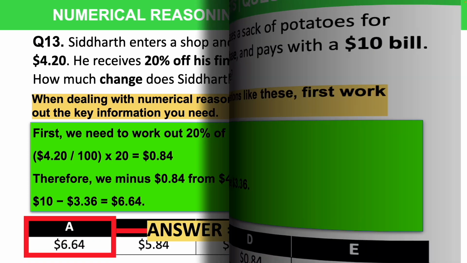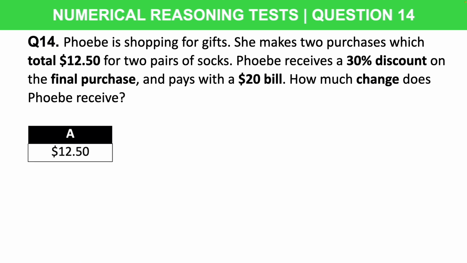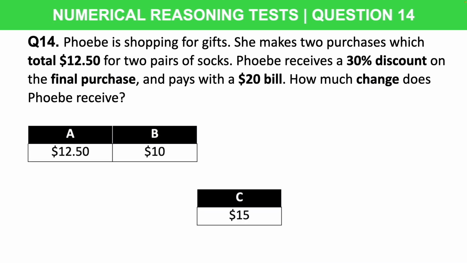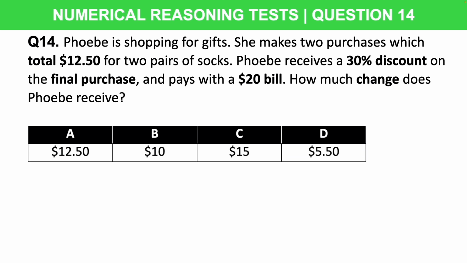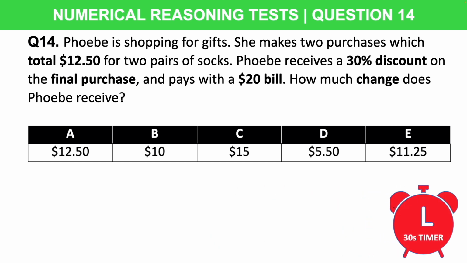So now it's your turn to give that question a try for yourself. So question 14 is, Phoebe is shopping for gifts. She makes 2 purchases which total $12.50 for 2 pairs of socks. Phoebe receives a 30% discount on the final purchase and pays with a $20 bill. How much change does Phoebe receive? Your potential answer options are A, $12.50, B, $10, C, $15, D, $5.50, or E, $11.25. Your 30-second timer starts now.